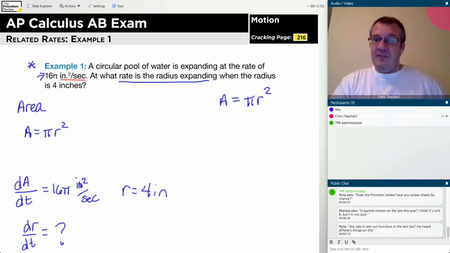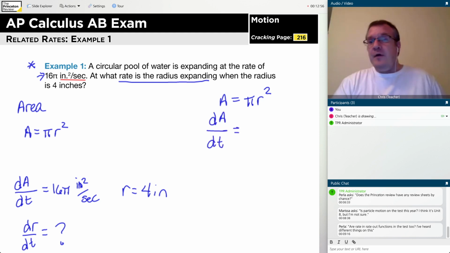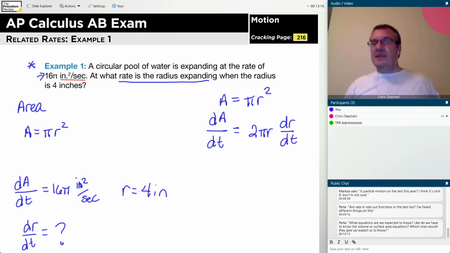Derive the left side, the dA over dt. The pi is just a constant, so it'll be there, just hold off on it for right now. We're going to use the power rule in conjunction with the chain rule for the r squared derivative. We take the exponent out front, subtract 1 from the exponent, so just r to the first, and then dr dt. Immediately, if you get to this step, what equations are we expected to know?